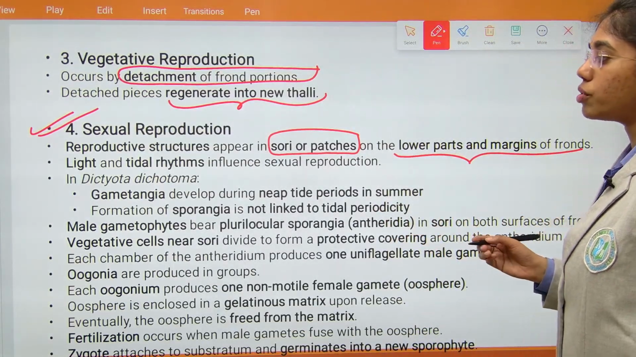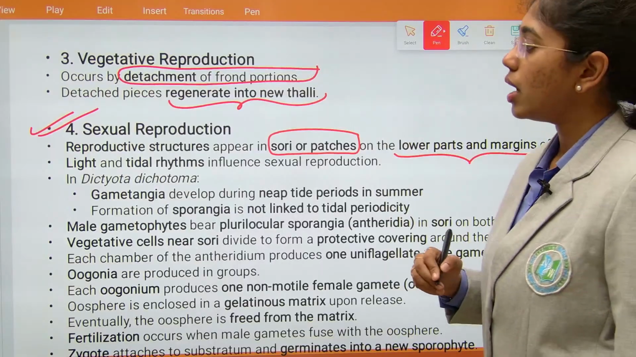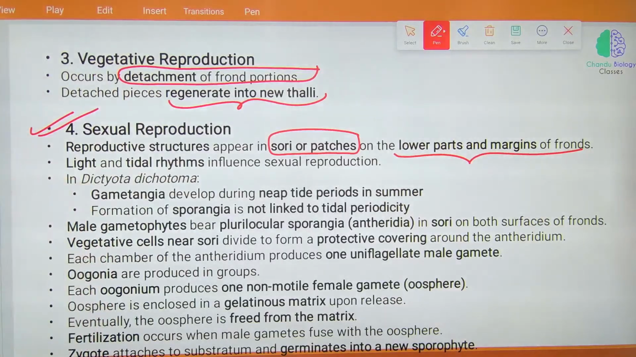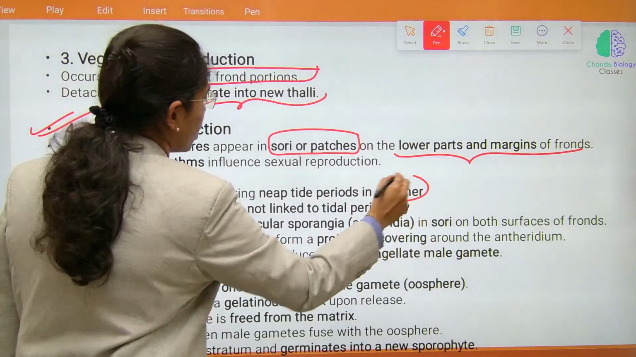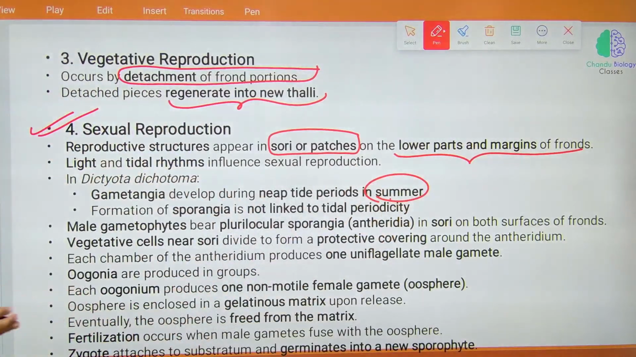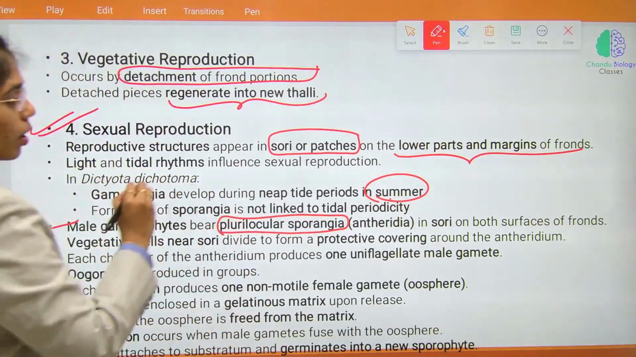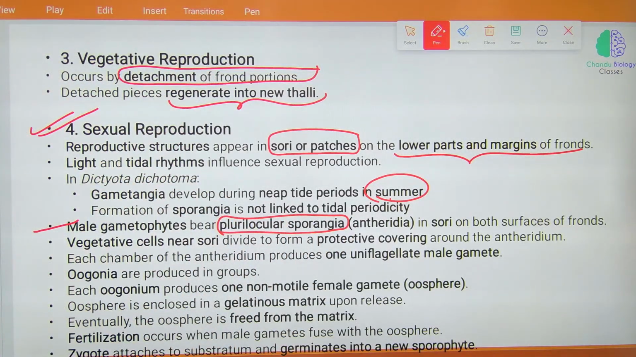Tidal rhythms influence the sexual reproduction. In Dictyota dichotoma, gametes develop in neap tidal periods in summer. Formation of sporangia is not linked with tidal periodicity. Here male gametophytes bear plurilocular sporangia, where sori are present on the surface of fronds.